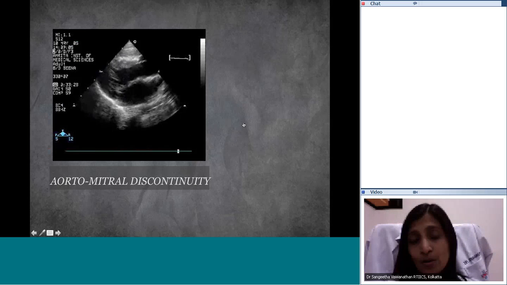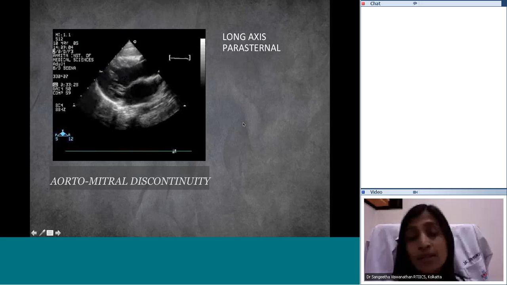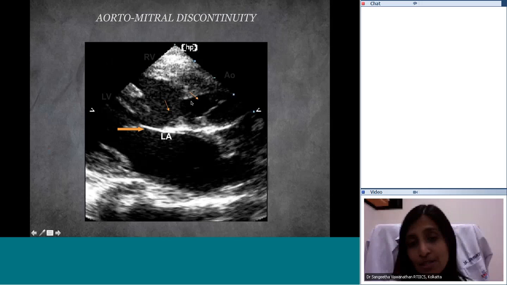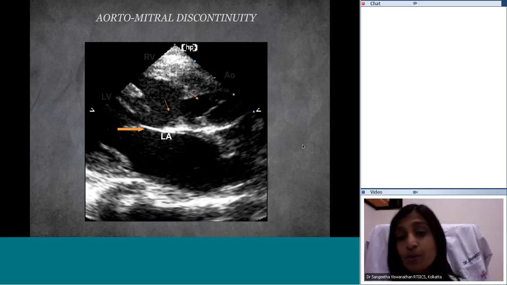Like I mentioned before, the parasternal long axis view is a good view to look at this aortomitral continuity or discontinuity. This is just a labeled illustration of the same. You see here highlighted that there is a gap between the mitral valve and the posterior semilunar valve, and there is a wedge of tissue in between the two valves.